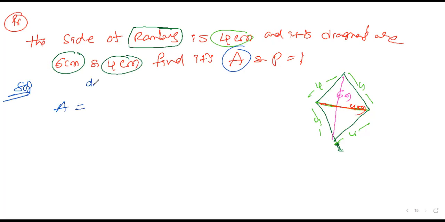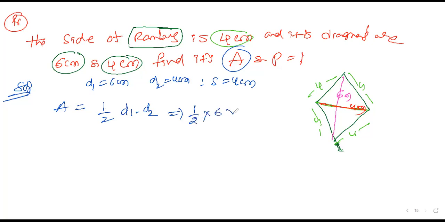Here you can take D1 as 6 centimeters, D2 as 4 centimeters, and the side as 4 centimeters. What's the area of a rhombus? Half into D1 into D2. So half into 6 into 4. 2 ones are 2, 2 threes are 6, 2 fours are 8... the answer is 12 centimeters square.